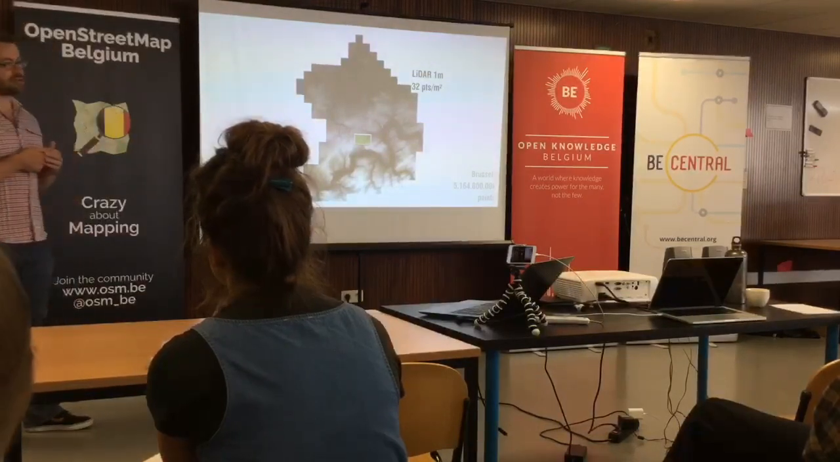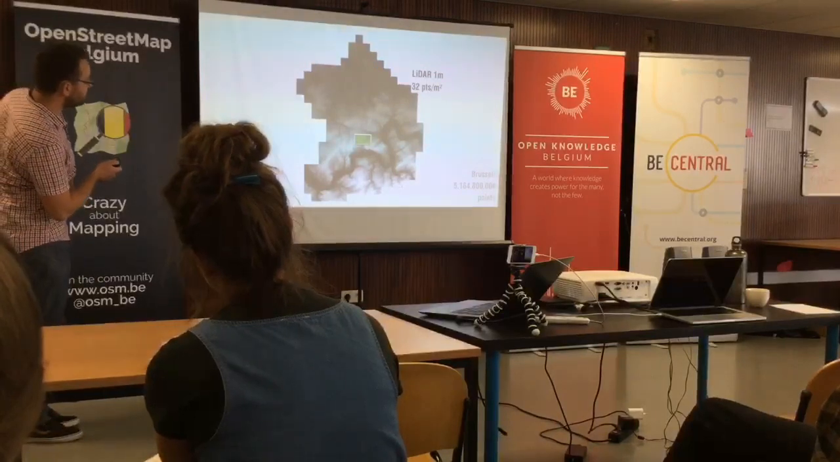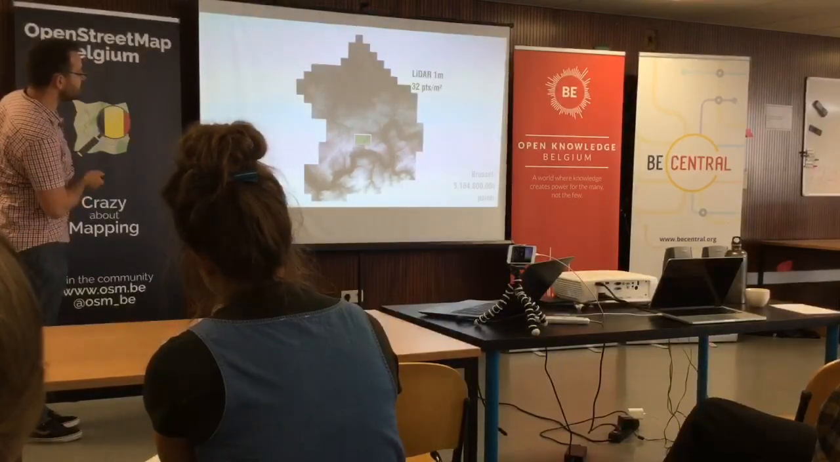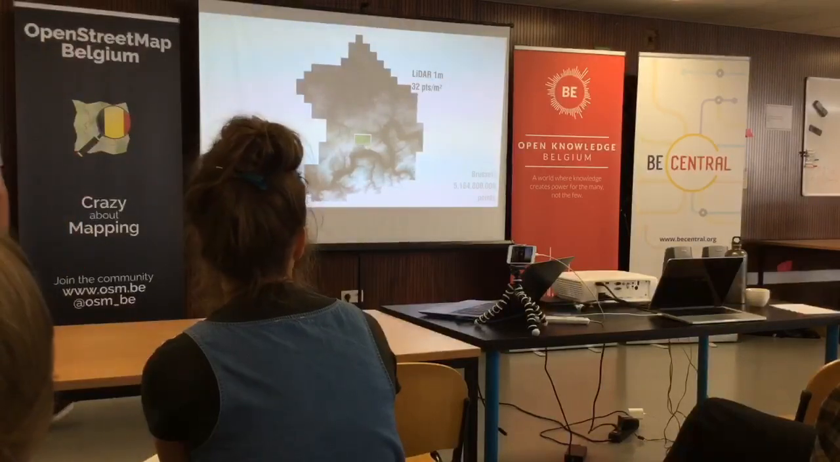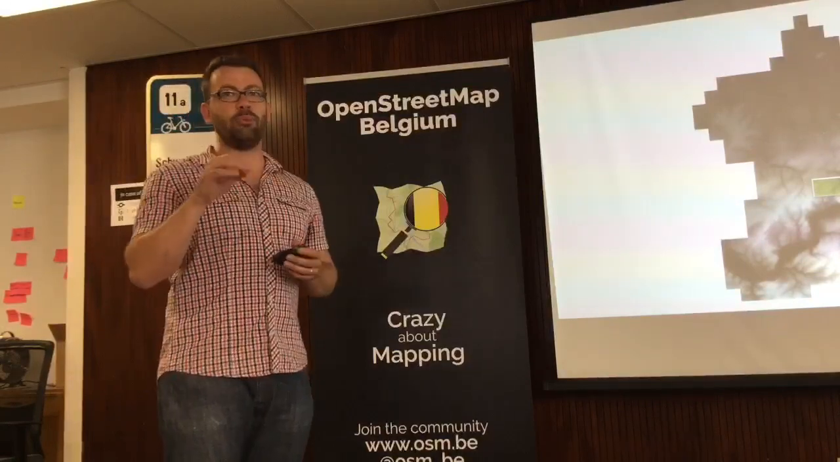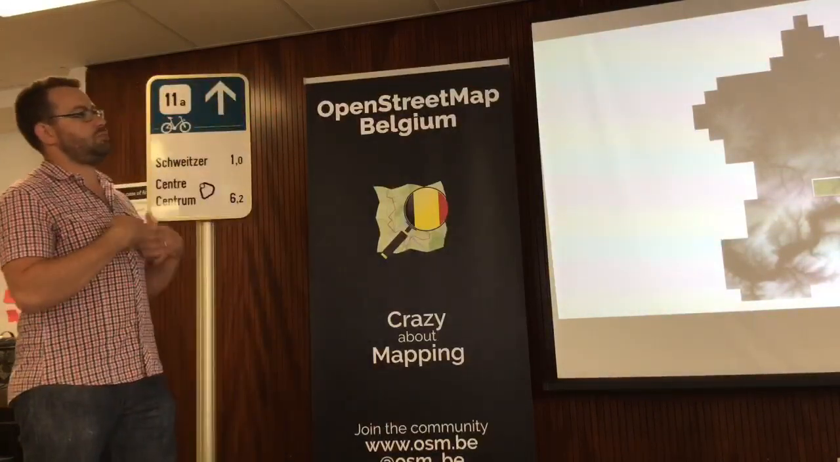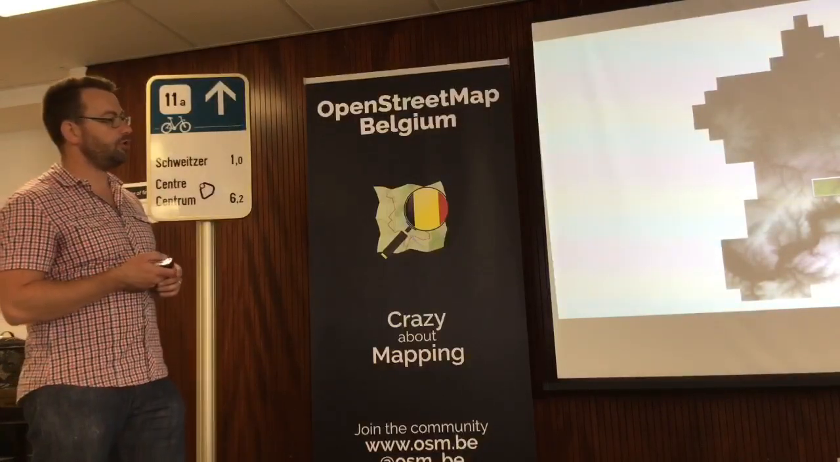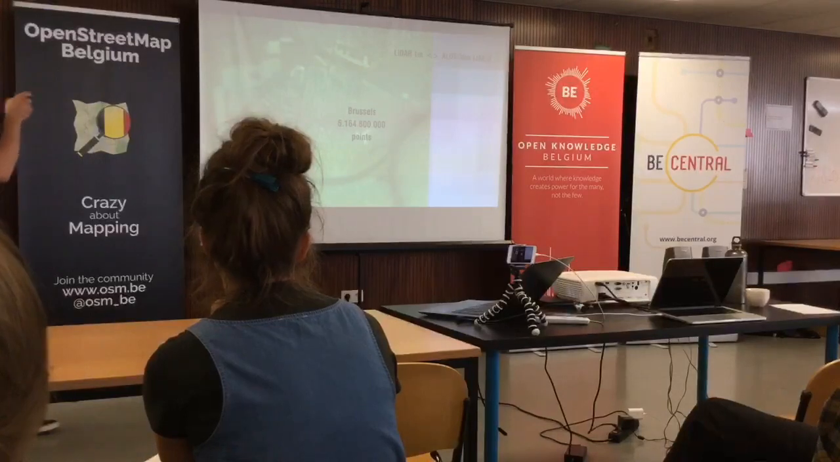But for example, for Brussels, that gives you 32 points per square meter, and this is the difference from 30 meters to 1 meter. That means for the app in Brussels, we processed five billion topographic points just to get the most correct topography, which needed some heavy computing. But this is more or less the resolution when you go into detail.